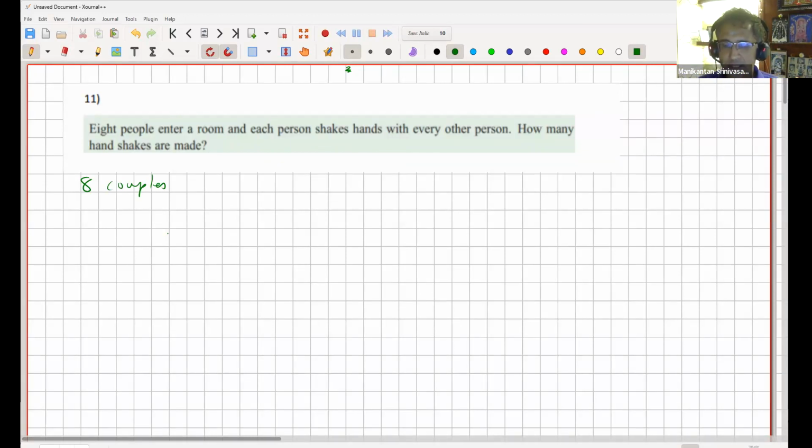Can you all take 30 seconds to do this? So can you repeat? 8 couples go to a party, shake hands with each other, except with your own spouse. How many handshakes?